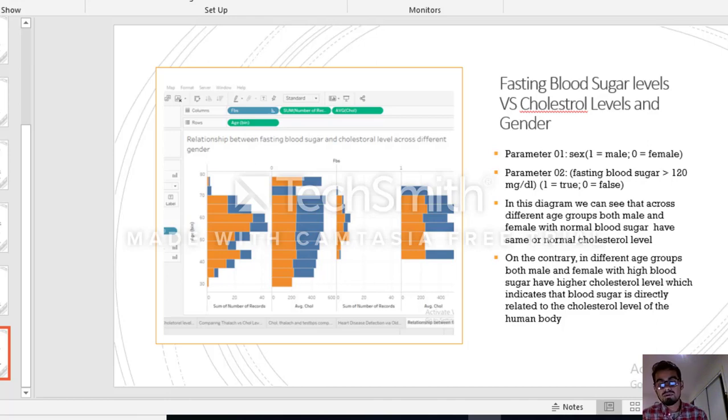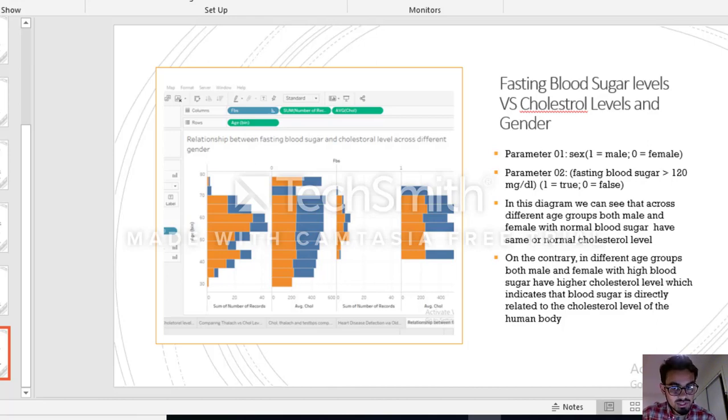Parameter number one is sex, where 1 represents male and 0 represents female. On the other hand, parameter two is fasting blood sugar, and in this case 1 means that the person is affected by fasting blood sugar, and 0 means the person does not have the fasting blood sugar problem.